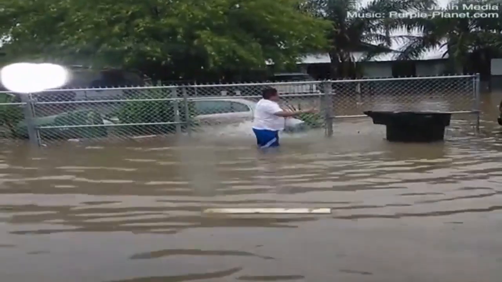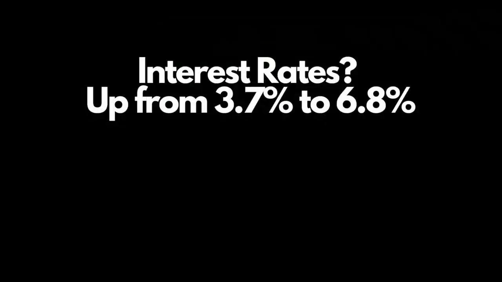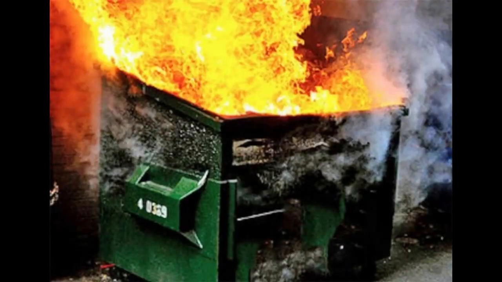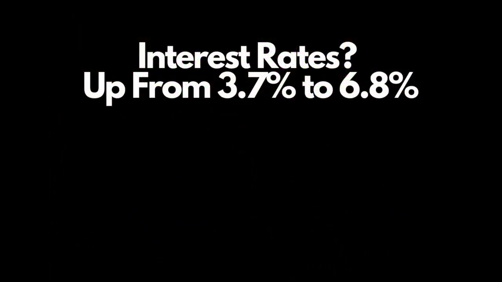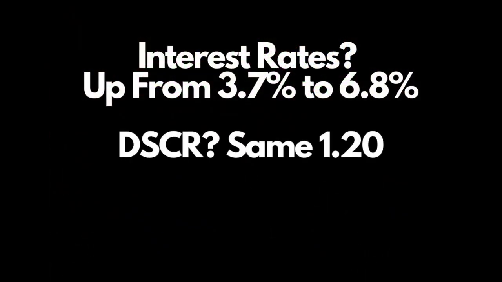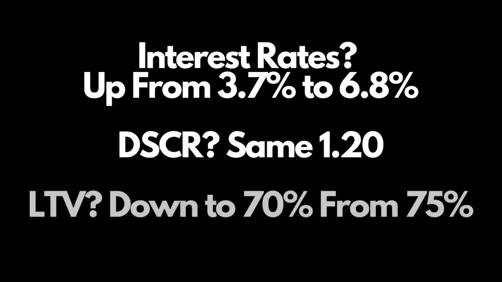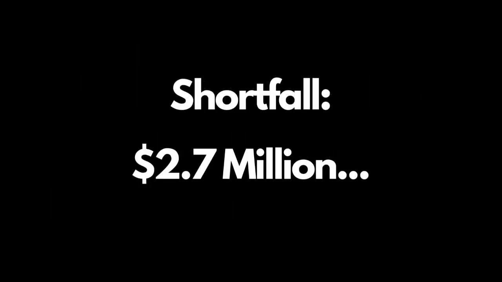Instead of a 3.7% interest rate, they will have to pay 6.8% interest. A lender is willing to lend on the property, which is likely a whole lot of fiction by itself, right? But staying with this, let's say the lender still has the same 1.2 DSCR, but they can only get 70% LTV now instead of the previous 75. All told, they have a nearly $2.7 million shortfall because of this. Let's look at this from the top down so we can see what really happens.